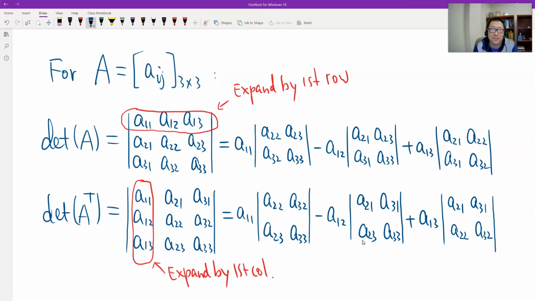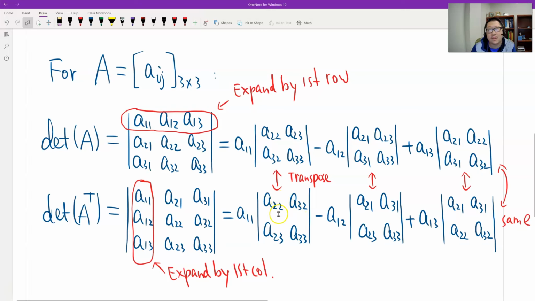Okay, so now compare. Can you see that these two are the same? Because this is a transpose. Definitely, 2, 3 go to here and 3, 2 go to there. Just transpose. And at the beginning, we proved that for 2 by 2, the transpose does not change the determinant, so the determinant keeps the same. This is also a transpose, therefore the same value. This is also a transpose, the same value. The coefficients are the same. So what do we get? These two are definitely the same value, which means for 3 by 3, the determinant values are definitely the same.